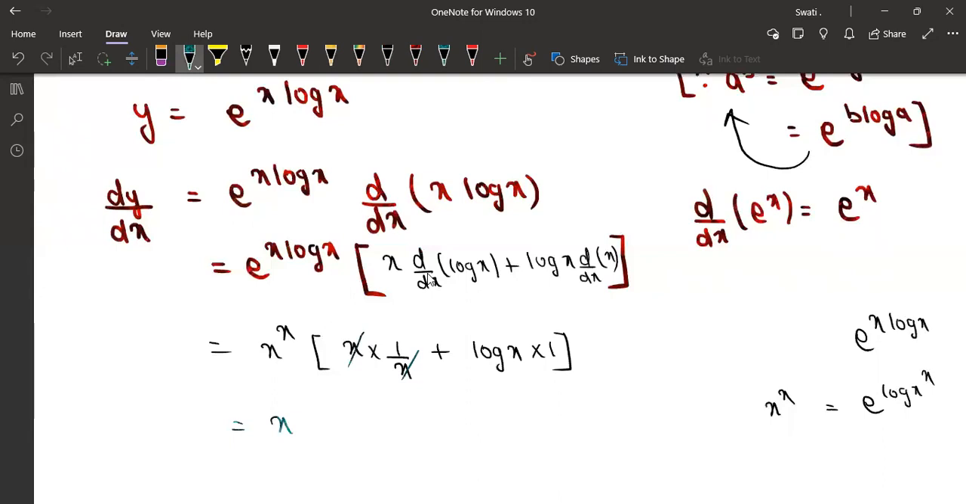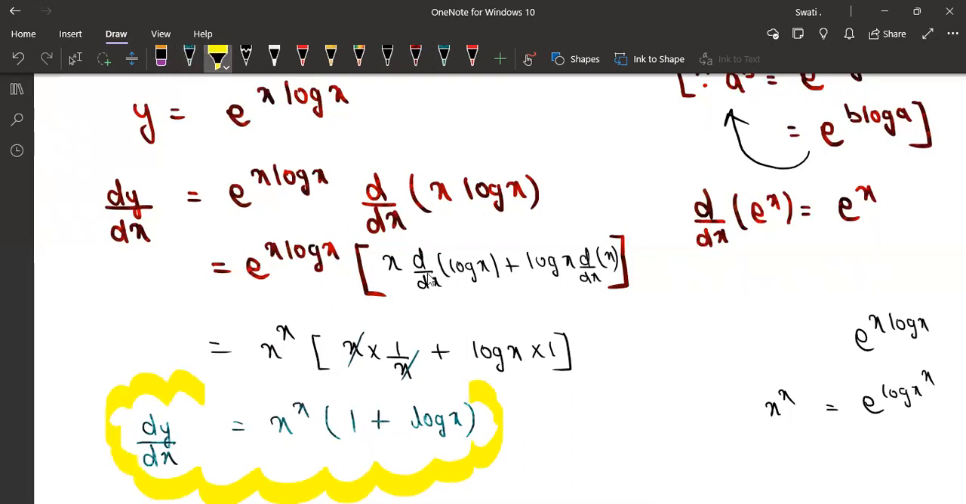So what we are getting is x raised to x, and then in brackets 1 plus log x into 1, that is log x. So therefore, the answer of dy dx is x raised to x into 1 plus log x. This is the answer. All right, now we can go to the next question.